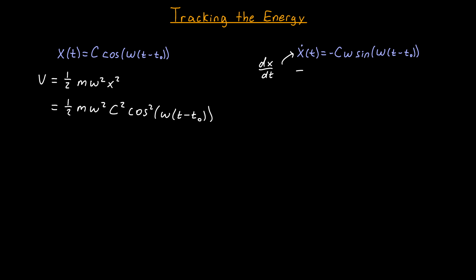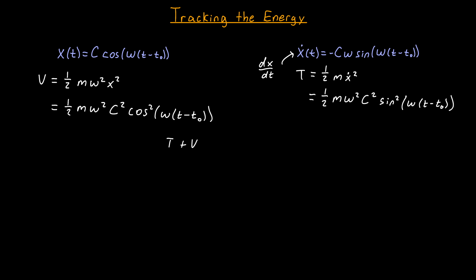Similarly, the kinetic energy is 1/2 m times the velocity, or x dot, squared. And if we plug in x dot, we get 1/2 m omega squared c squared times sine squared of omega (t minus t0).